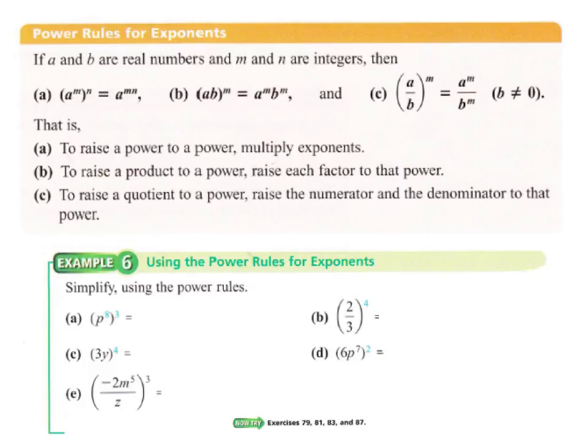Power rules for exponents, so we have a few of them. Power of a power, we multiply those exponents together. Power of a product shows that exponents distribute over multiplication, so that exponent applies to each part of that product. And then power of a quotient, again, really the same as power of a product. The exponent distributes to both parts of that quotient, so we get those there. Notice the stipulation there, that works so long as b doesn't equal 0, because if it does, then it's undefined.